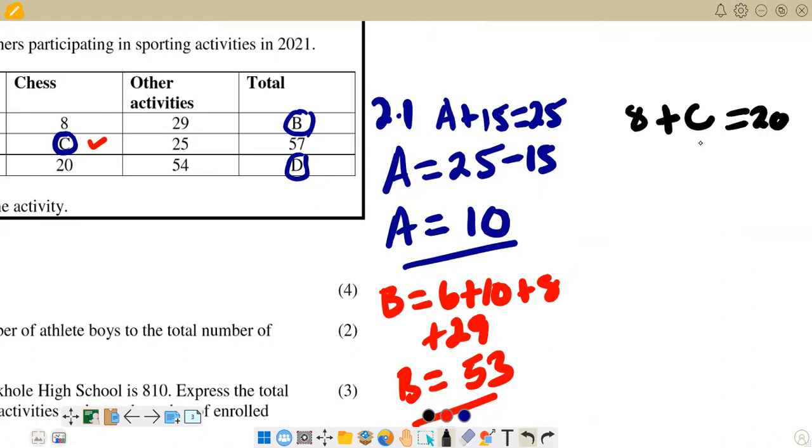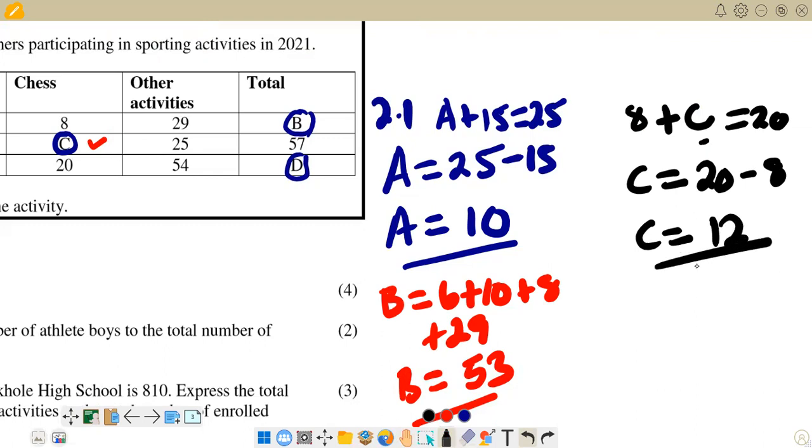So we can also make our C the start of the formula. C is equal to, we take our 8 to the other side, and when we take it to the other side, it becomes a negative. Here it is a positive; when it goes to the other side, it becomes a negative. So it becomes 20 minus 8. If we calculate that, we get 12. So this is our C.